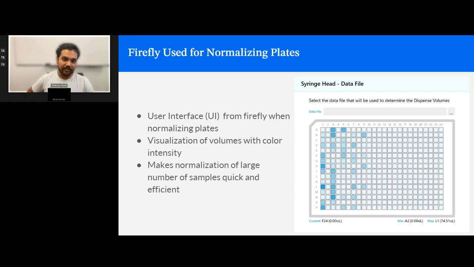The normalization feature is one of my favorite features of the Firefly, where it is very easy to normalize a plate as long as you have a corresponding CSV for the liquid volume that needs to be dispensed into the desired wells of that plate. The UI shows liquid amounts and helps you visualize by relating color intensity to the dispensing volume. This makes normalization of a large number of samples or plates very quick and less error prone. This allows us to reliably scale up preparations for larger studies where we are processing and normalizing a lot of plates at the same time.